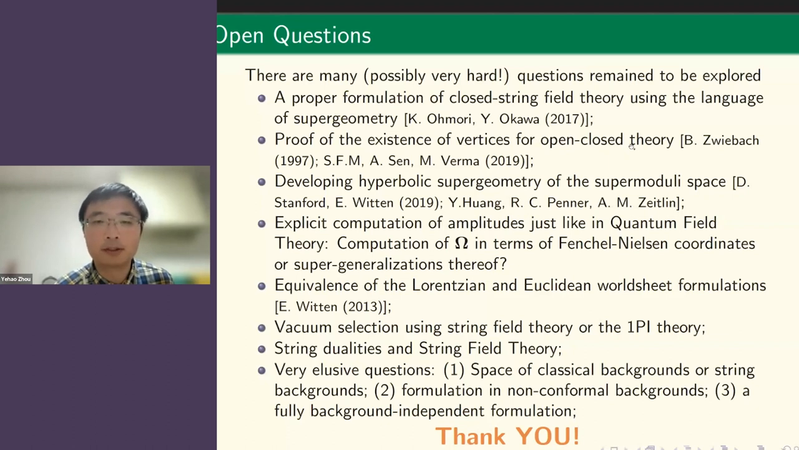Here we only discuss the closed case. We're also looking for developing hyperbolic supergeometry of the supermoduli space, and also explicitly compute those amplitudes, just like in quantum field theory. This amounts to doing the computation of omega, the integration form, which comes from the superconformal field theory, in terms of the Fenchel-Nielsen coordinates, or a super generalization of the Fenchel-Nielsen coordinates, and also looking for whether there's an equivalence of the Lorentzian and the Euclidean worldsheet formulation.